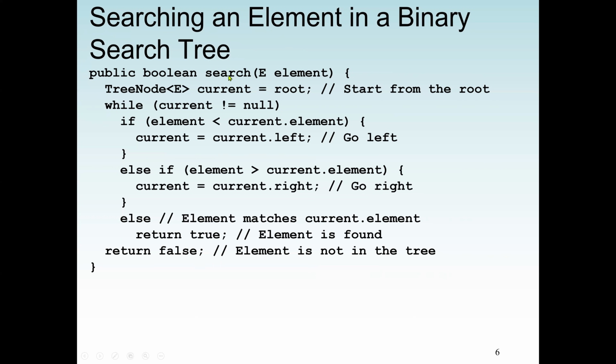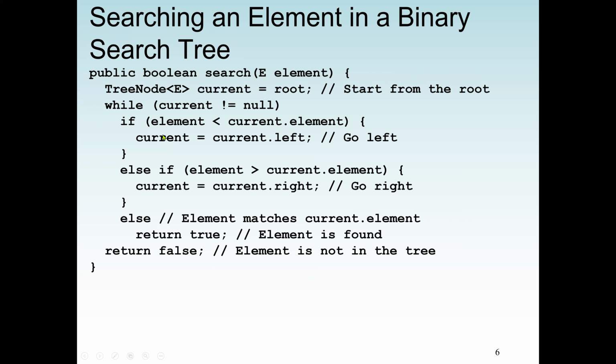Now we have the search code here. First thing, we assign the root to current. So current is like our pointer that we are going to use to traverse through the binary tree. We are starting from the root, so we give current the root. Now the first option is: while current is not equal to null, which means we have some node in the binary search tree.